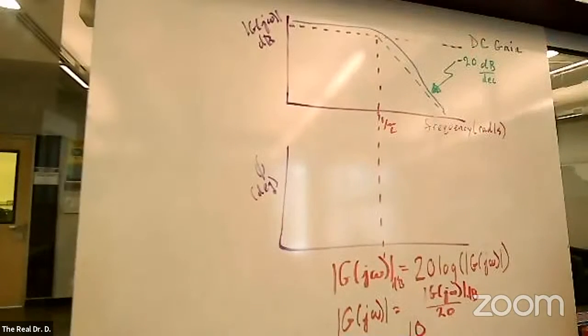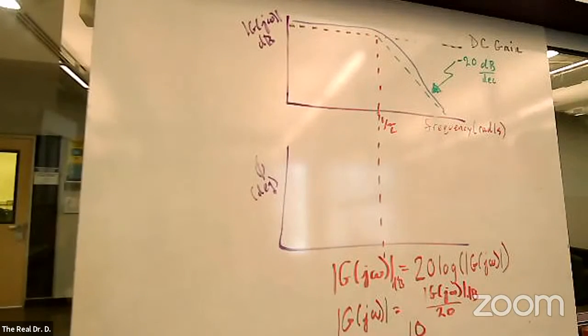Notice there's no bump, right? There's no peak. There's no resonant frequency. First order responses do not have a resonant frequency. Okay? We'll talk more about resonance in a second.